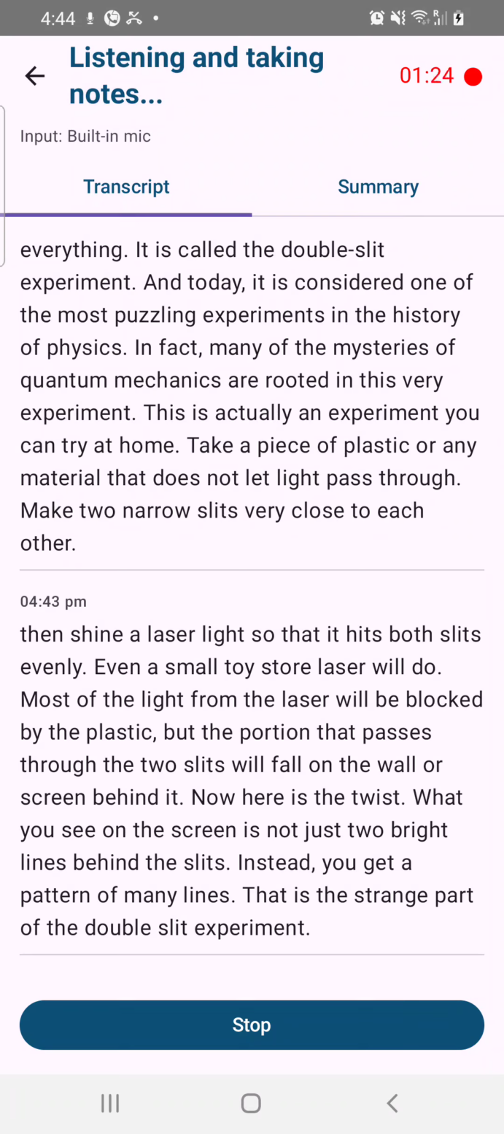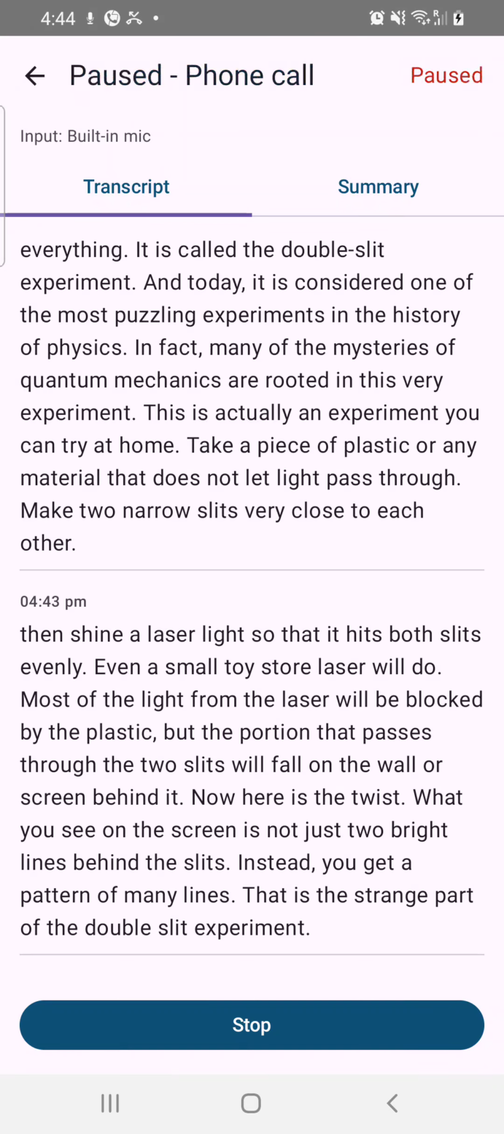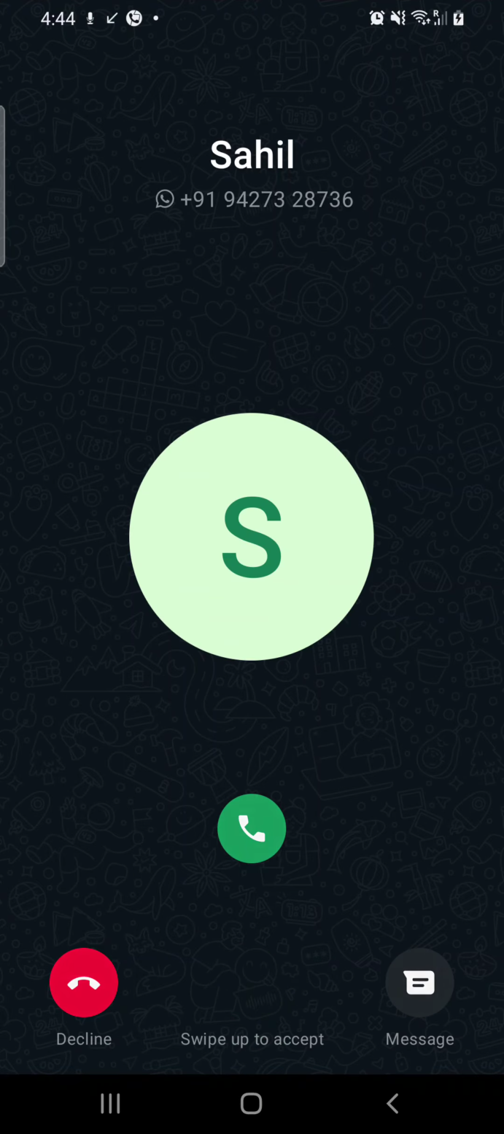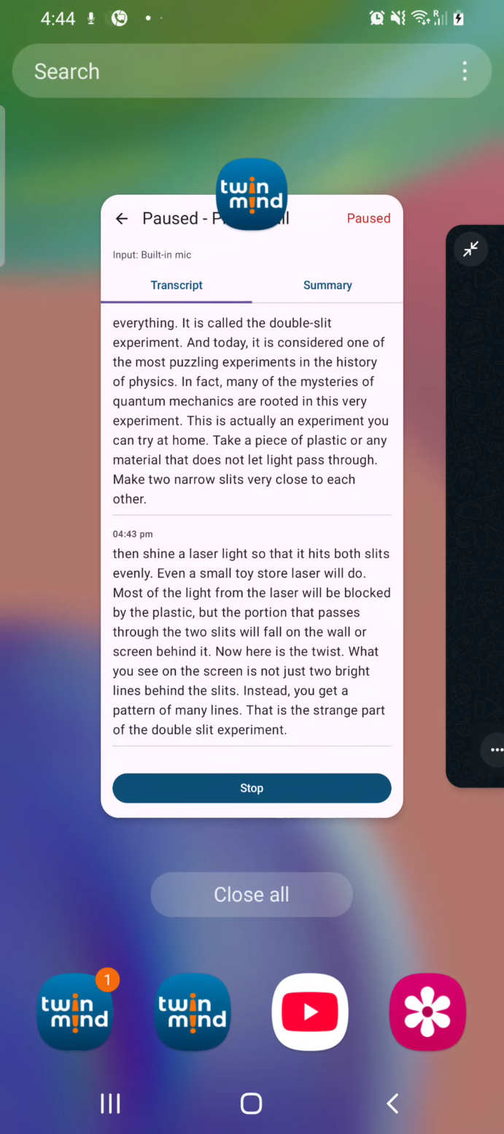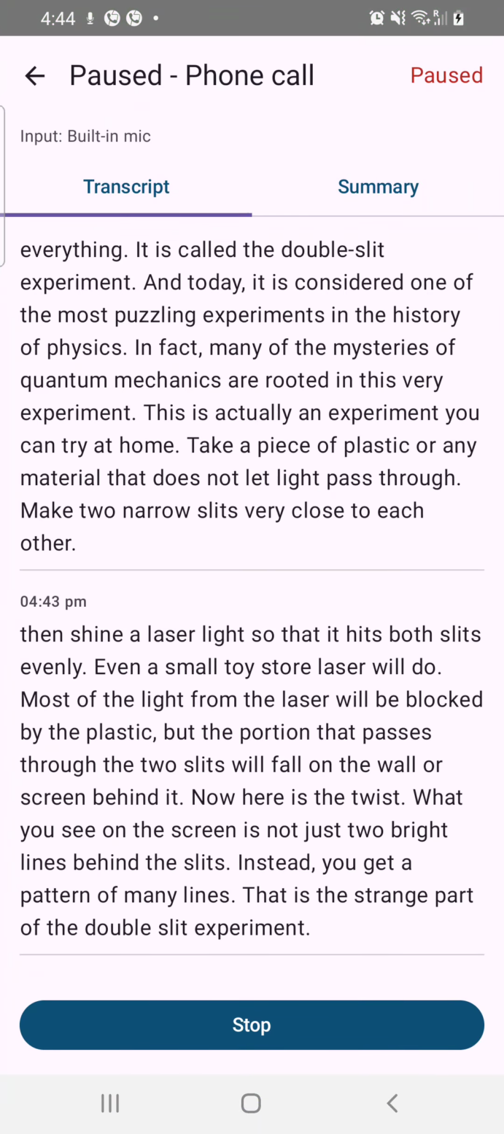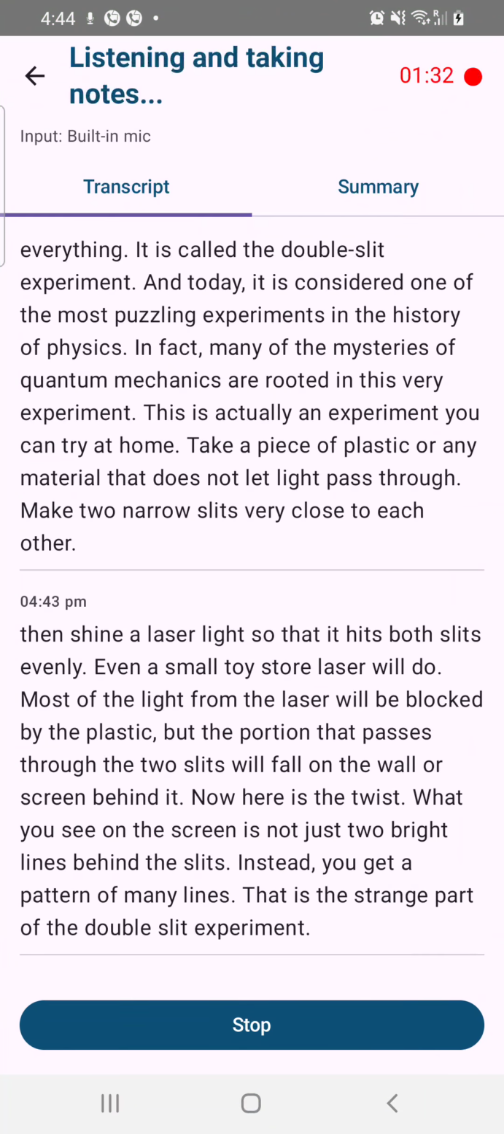This interference pattern has some unique features. At the exact center, there is a bright line. On both sides of it, there are two dark lines where no light falls, and the brightness of the other bright lines gradually decreases as you move outward from the center.